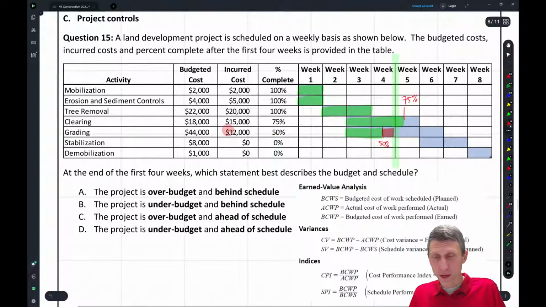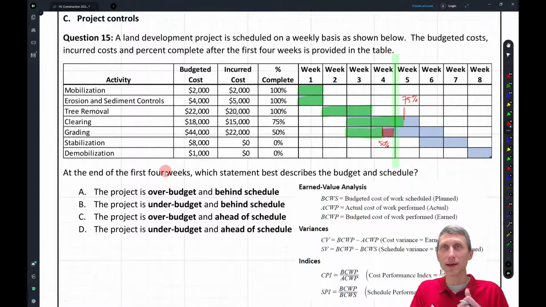Okay, but cost is right on. We're about half of the budgeted cost, so we're pretty happy there. We haven't done anything for stabilization yet. We haven't done anything for demob yet. So that's the whole problem setup, and I apologize for taking a long time. I just wanted you to figure out where that was.